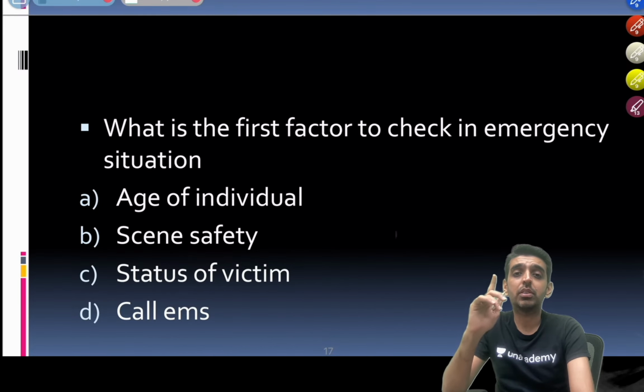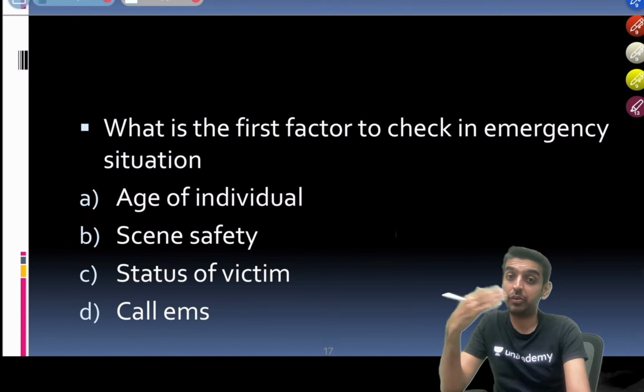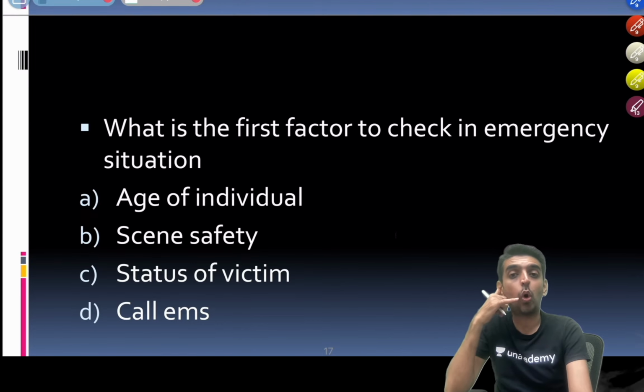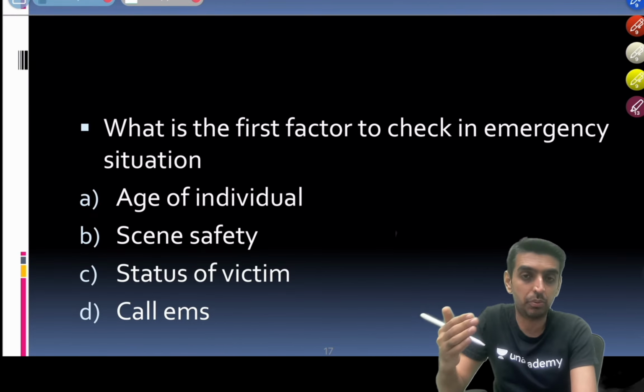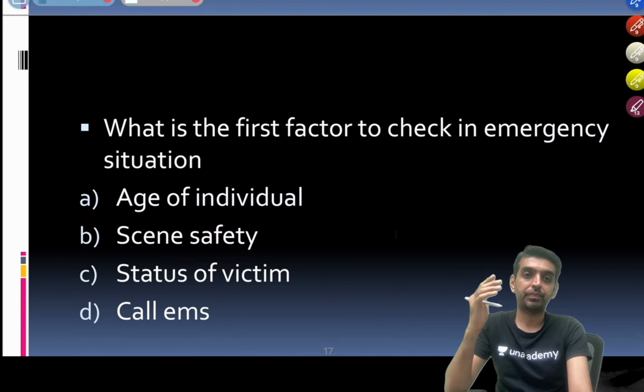What is the first factor to check in any emergency situation? Age of the individual, what is the age, and according to that we will start with the resuscitation? Scene safety? Status of the victim? Or we will call for the emergency medical services team or emergency medical response team? What is the first factor to be checked in an emergency situation?